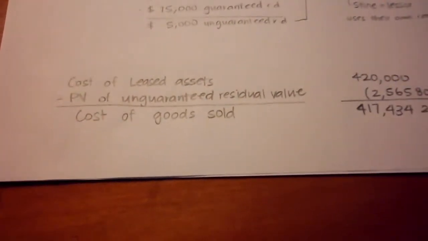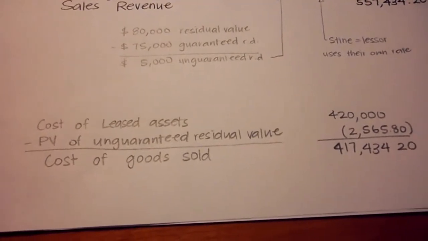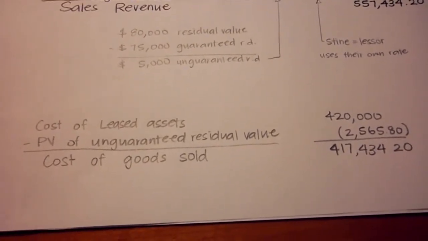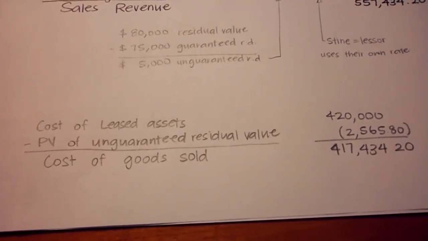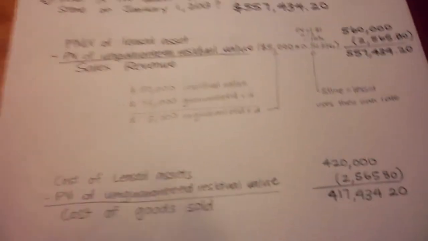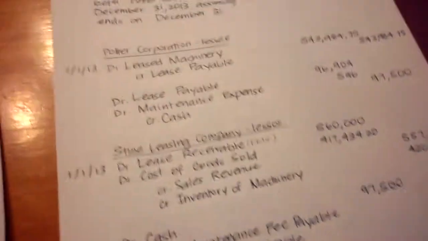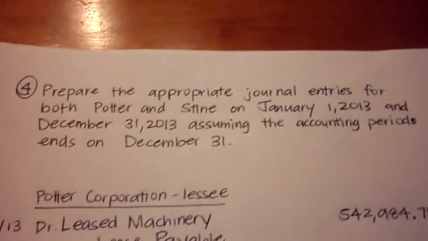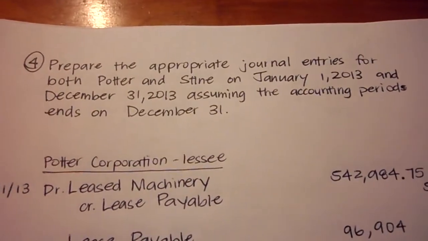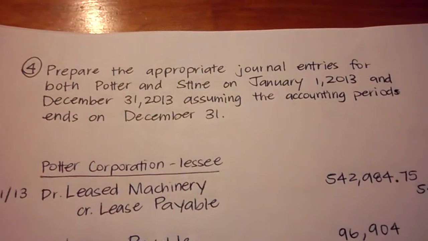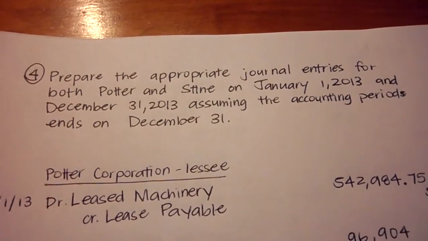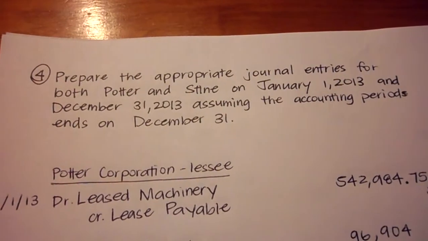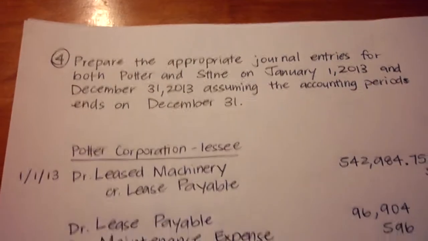Not asked in this requirement, but something we will need later on, is the cost of goods sold for Stein. And that formula is right here. And you get that the cost of goods sold is $417,434.20. Requirement 4. Prepare the appropriate journal entries for both Potter and Stein on January 1st, 2013 and December 31st, 2013, assuming the accounting period ends on December 31st.